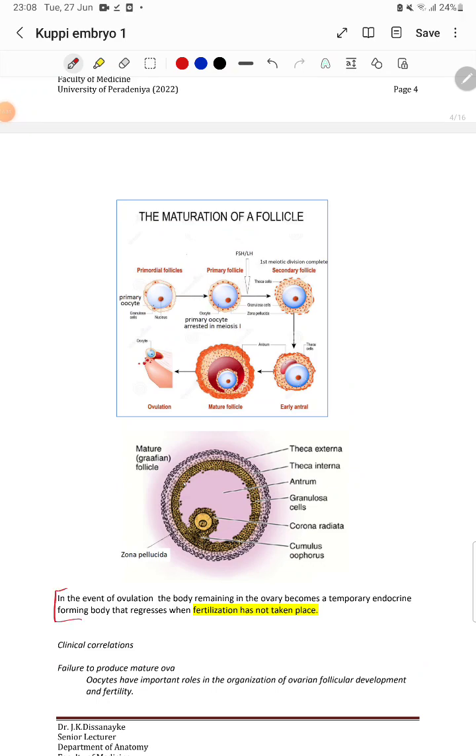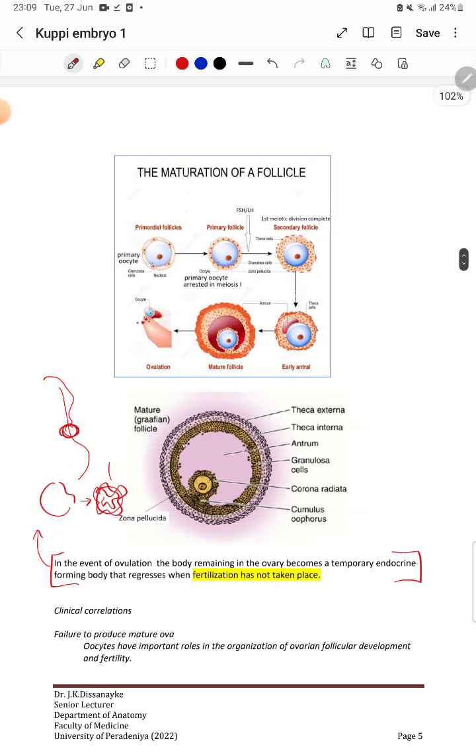I believe in this phrase, the sentence right here, they're mentioning that after ovulation, you have the rupturing of the follicle, right? So the ovum is able to pass through, but then what happens to this follicle that has been ruptured? It actually doesn't just stay like that. It actually turns into something called the corpus luteum. So it's kind of like this yellow flower looking thing. And it actually helps with maintaining the lining of the endometrium.